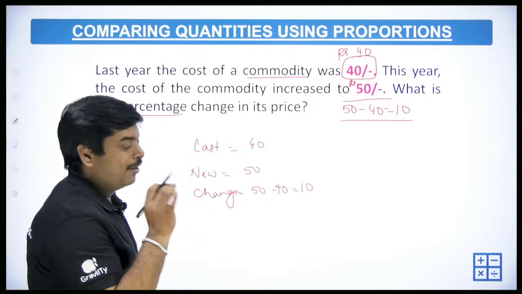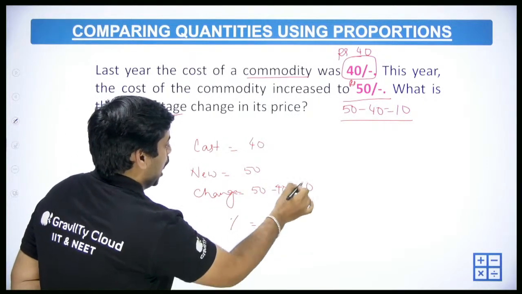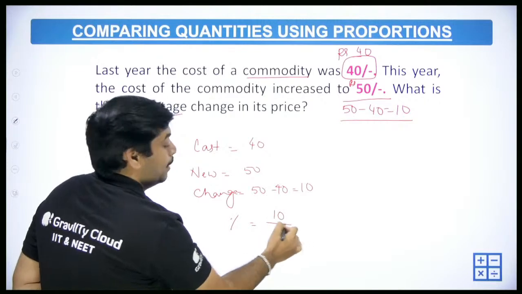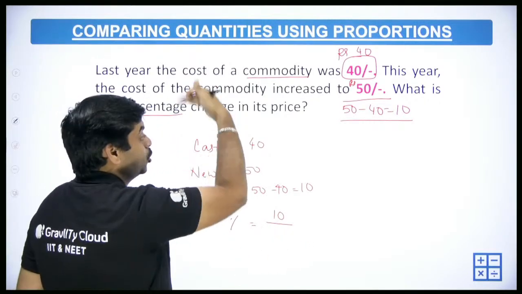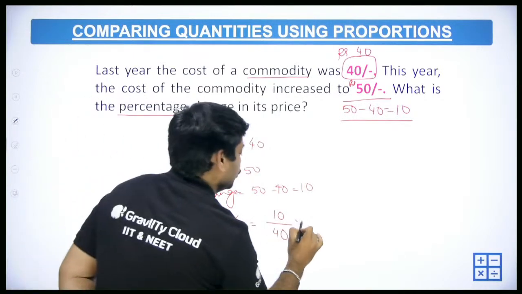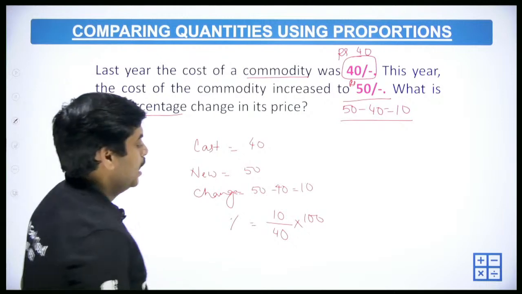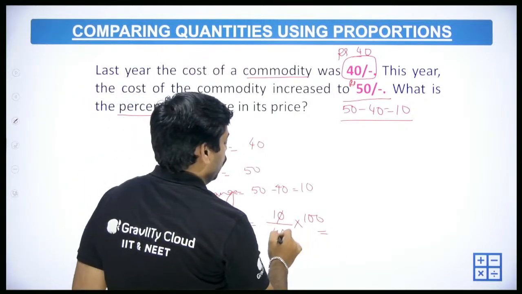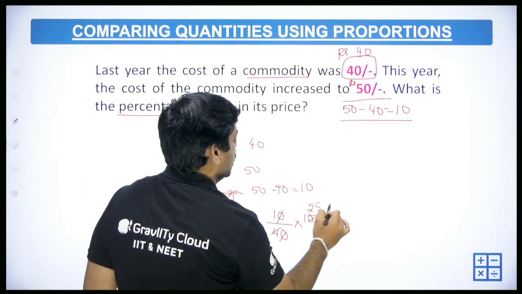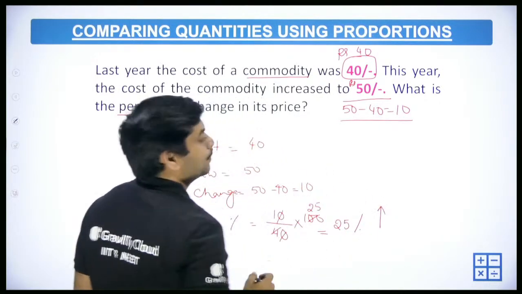Percentage change is per every 100, but here we're talking about 40. So the percentage is how much change? The change is 10 by what is the actual cost it used to be there before, by 40. So 10 by 40, and that into 100, per every 100. So we multiply that with 100 percentage. Okay, so 0 and 0 gets cancelled. 4 ones are 4, 4 25s are 100. So the cost of the product is increased by 25%.